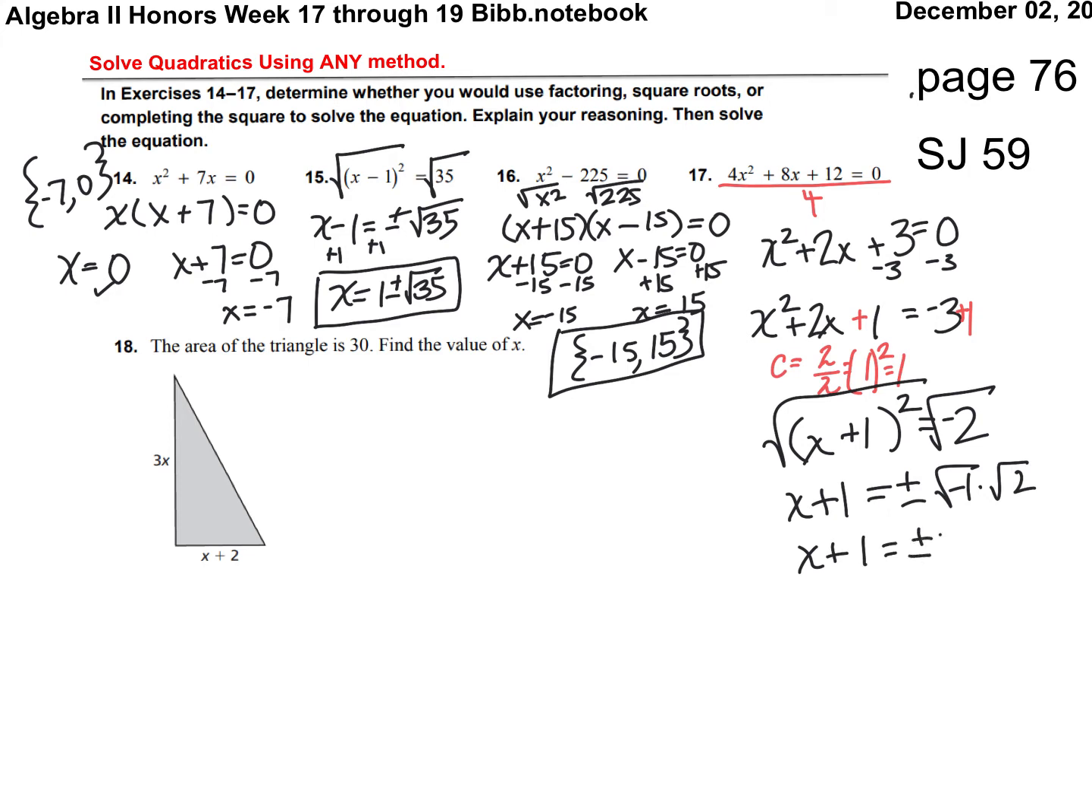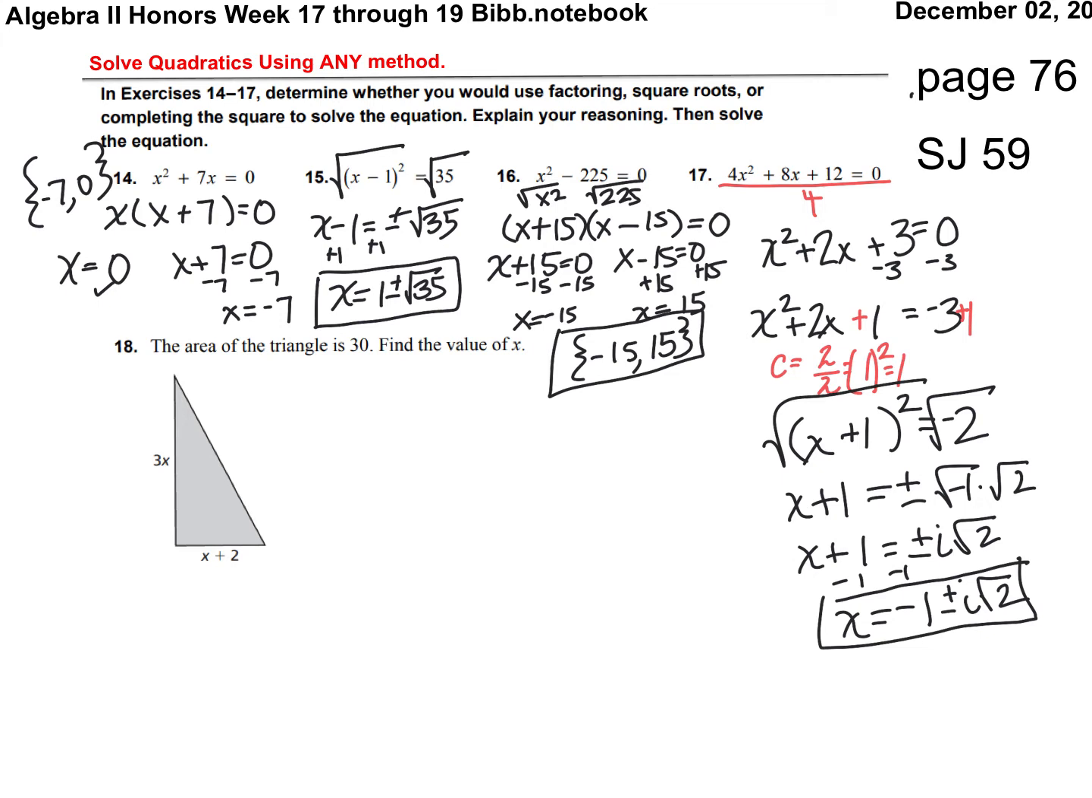plus or minus i times the square root of 2. I'm going to subtract 1 from both sides. So x is going to equal negative 1 plus or minus i times the square root of 2. In a problem that will factor, you would never get an i for an answer. So that's how I knew at this point that this would not factor. Okay, we'll try number 18 next.